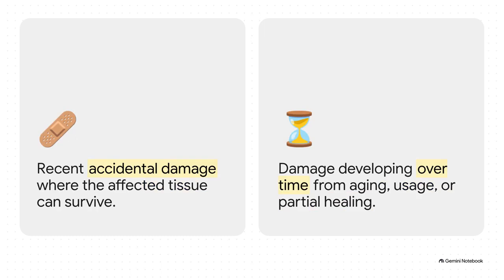The same thing goes for the timeline of a patient's bodily harm. You have to know the difference between acute and chronic. Acute injuries are recent, accidental damages. The affected tissue is still fully capable of surviving. A chronic injury, though, is something that develops over a long period of time. It could be from continued wear and tear, the natural aging process, or maybe a wound that just never quite healed right.